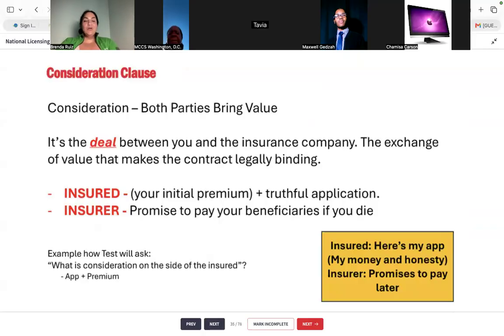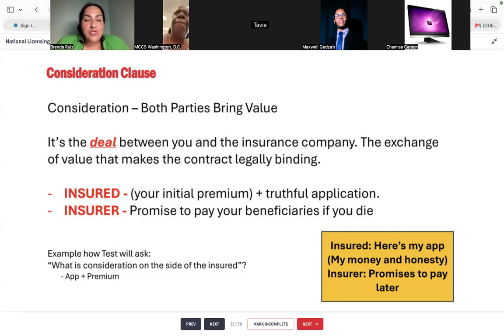Okay, cool. The consideration clause. We've talked about consideration in the past, right? Anytime there's consideration, there's an exchange of value. Consideration is simply value. It's the deal. The consideration clause is literally the handshake of the policy. This is the deal between you and the insurance company. The exchange of value is what makes the contract legally binding.